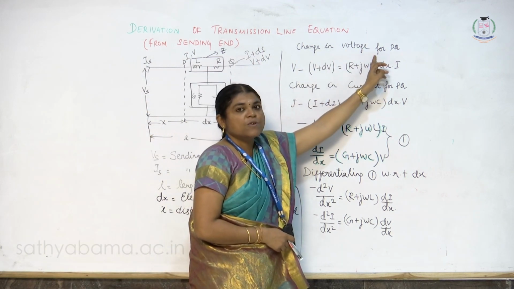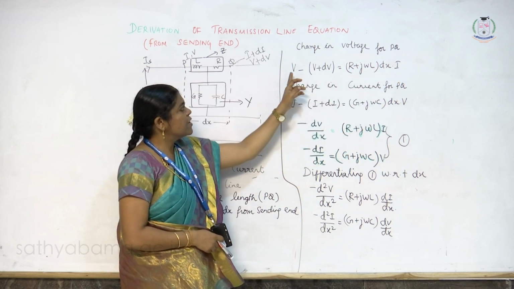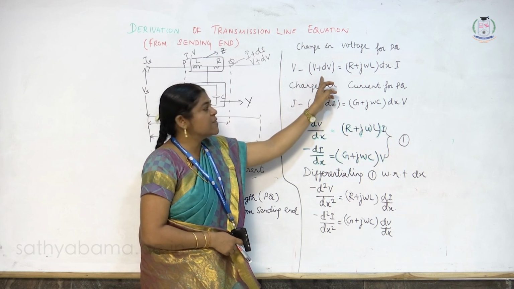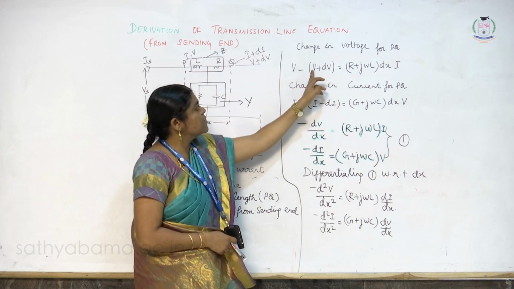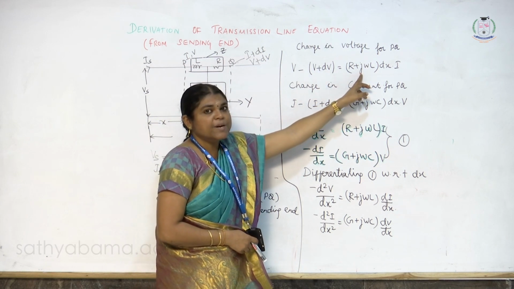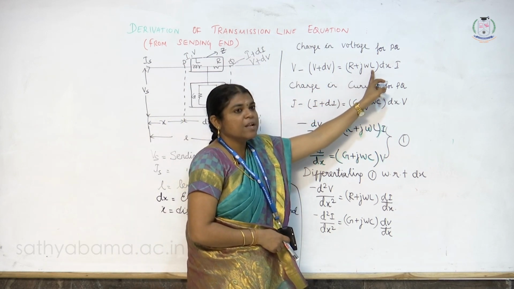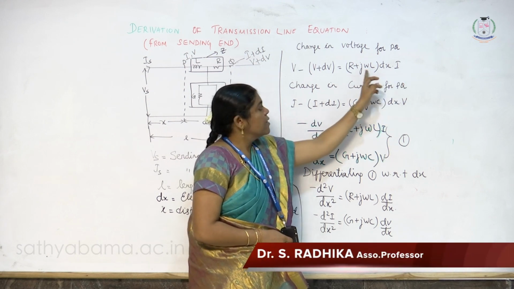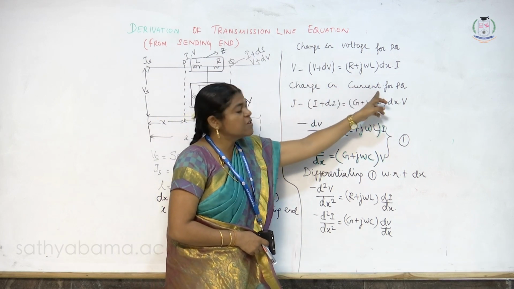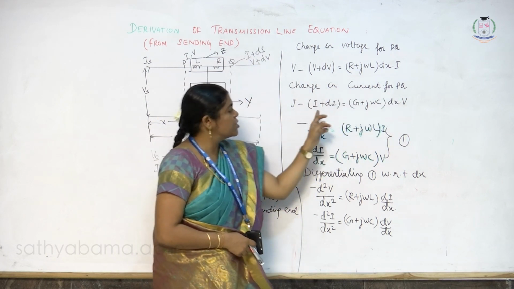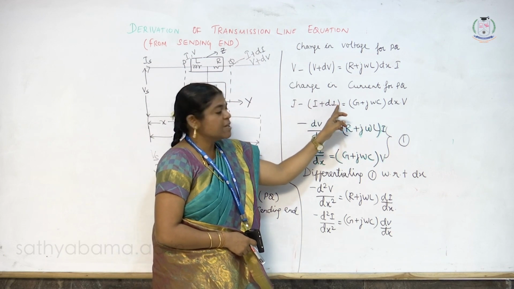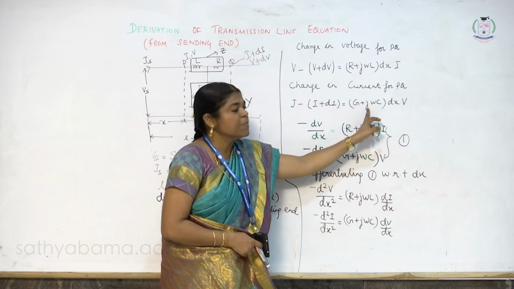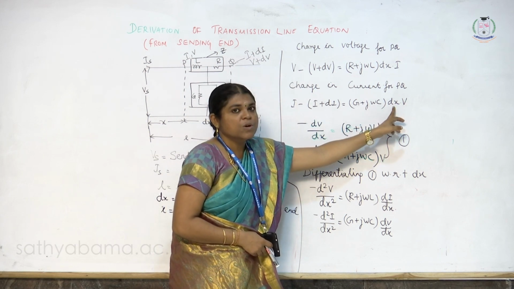The change in voltage for the length PQ is the difference between the voltage at point P, which is V, and the voltage at point Q, which is V plus dV. So, V minus (V plus dV) is equal to the impedance term, R plus j omega L, for the elemental length dx we are taking, so it is dx into I. Similarly, the change in current for the elemental length dx is I minus (I plus dI), which is equal to G plus j omega C, the admittance term, multiplied by voltage into dx.